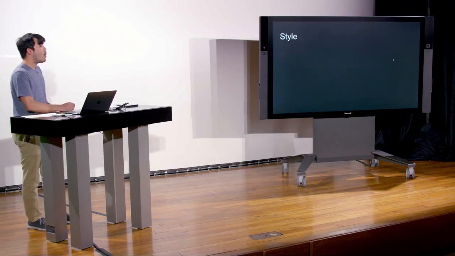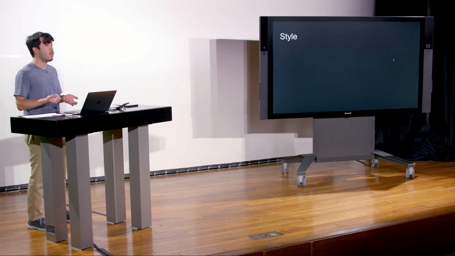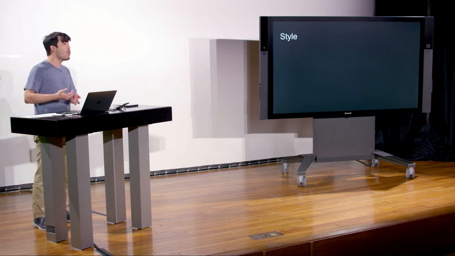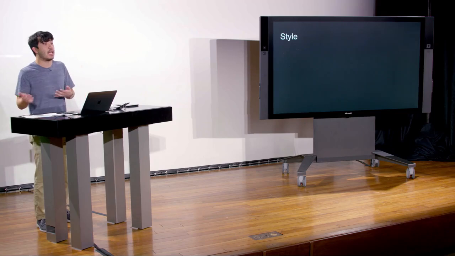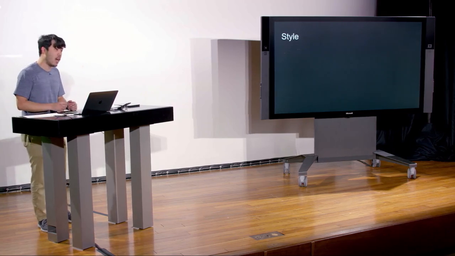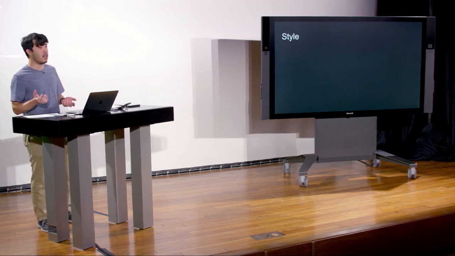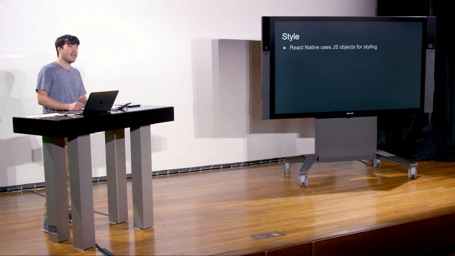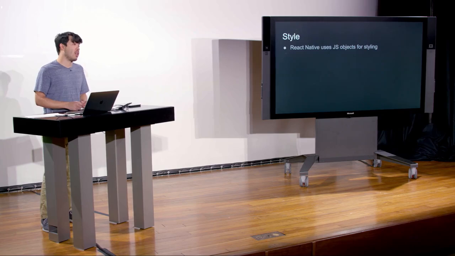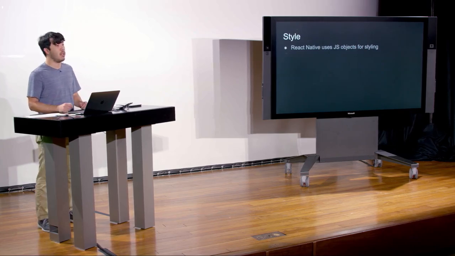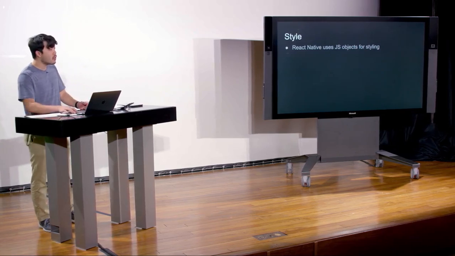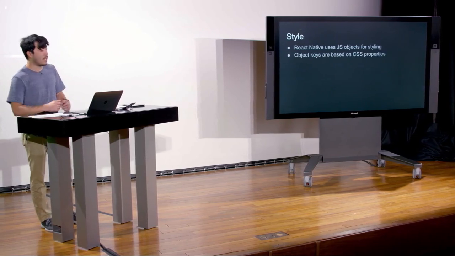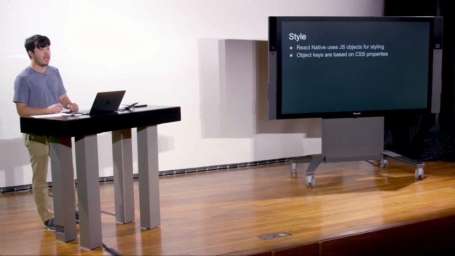Great, and so how are we going to go about styling those components? So in React Web, the way we did that was just by adding a className and then styling in CSS. But in React Native, we don't have this concept of CSS. So the way that React Native handles that is by actually using JavaScript objects for styling. And what that gives us is the ability to use dynamic styles. Object keys in these objects are based on CSS properties.